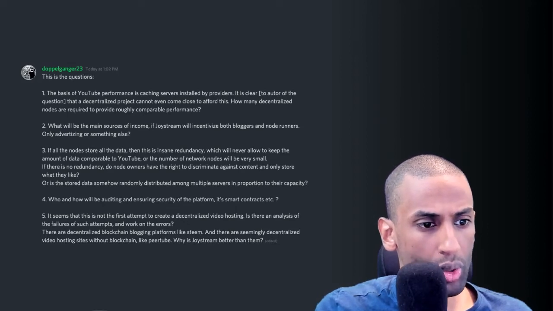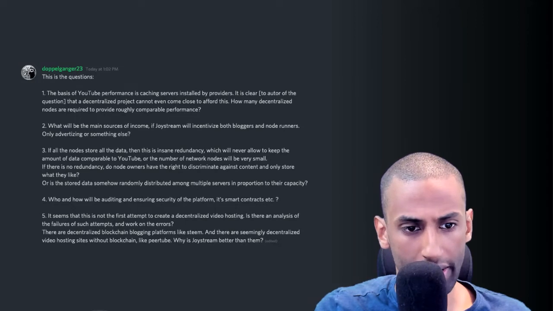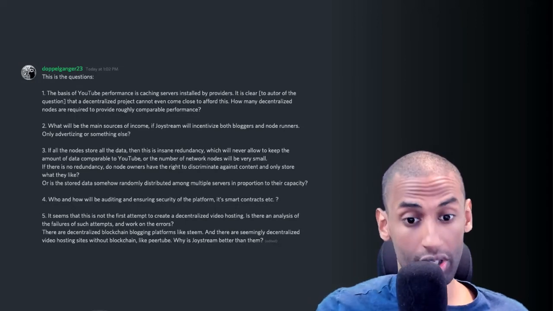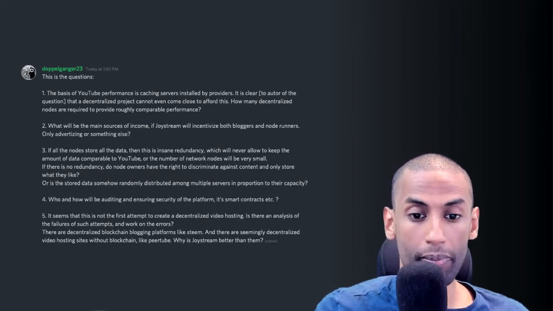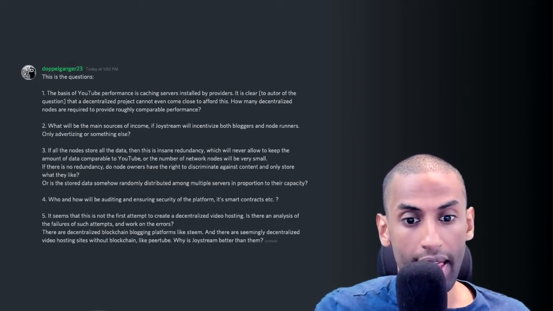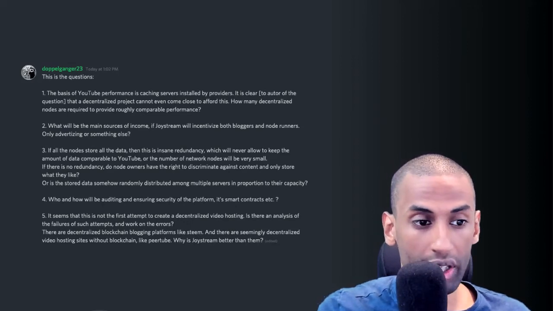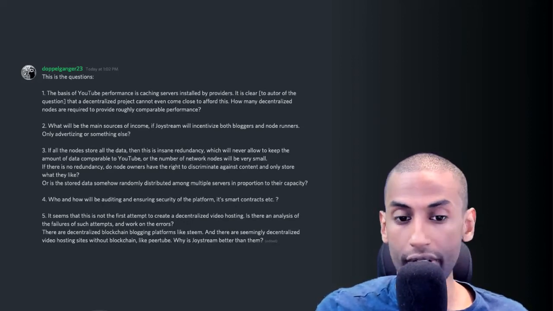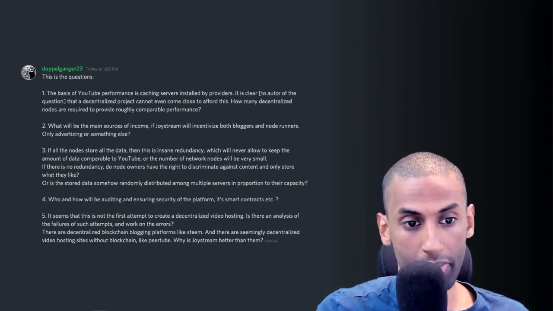Number 4 is who and how will be auditing and ensuring security of the platform. It's smart contracts, right? So it's not a smart contract based system. We're not on Ethereum. We are a standalone chain based on Substrate. So that's the chain framework for the Polkadot ecosystem. So our entire blockchain, or runtime, is written in Rust. So there's no smart contract abstraction.